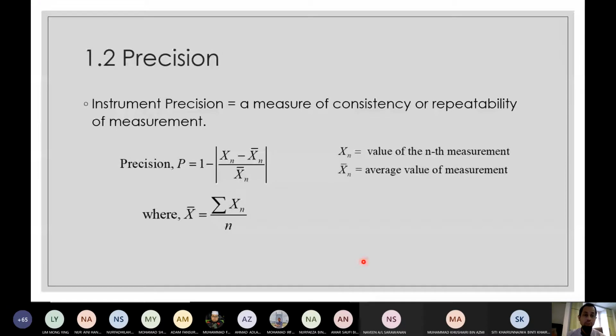So we are introduced to another equation where we can calculate the precision using this equation here. So we have xn minus xn bar, where n here refers to the value of the reading, and then we minus with the x bar here refers to the average value.